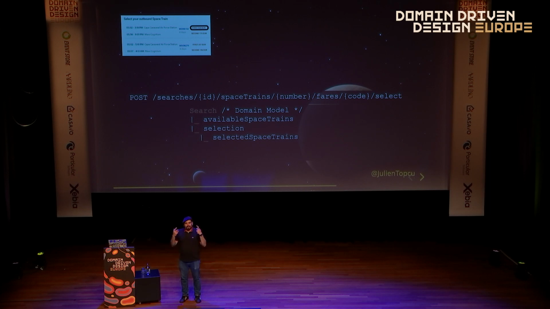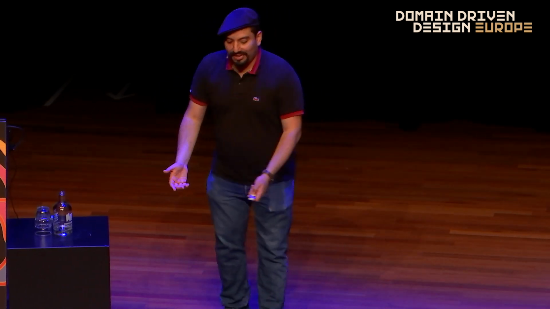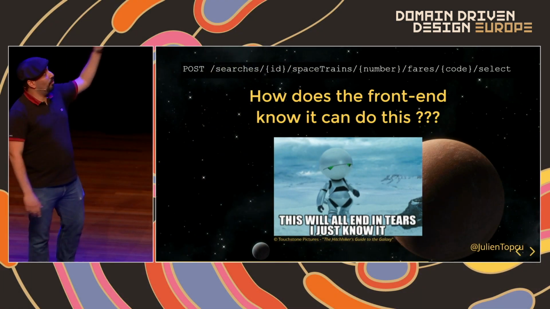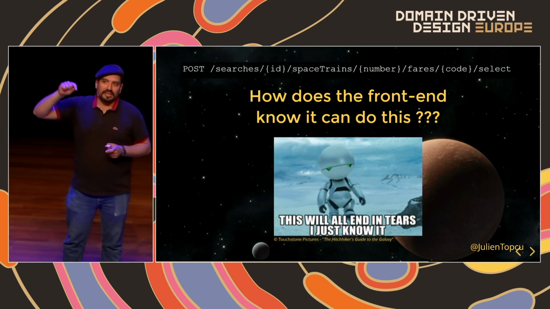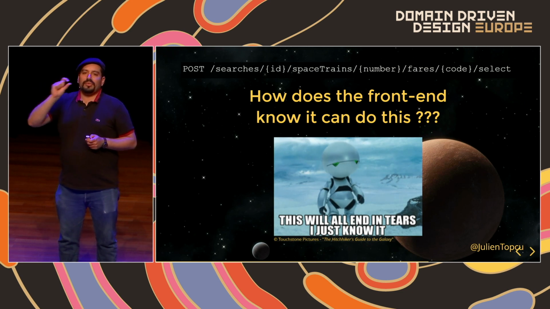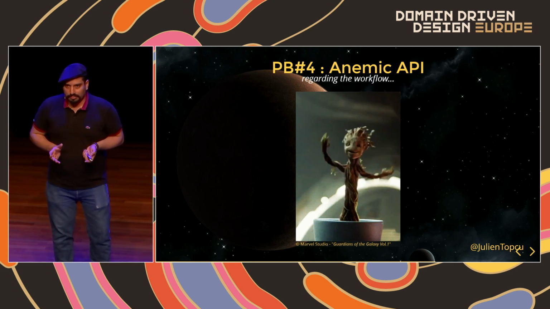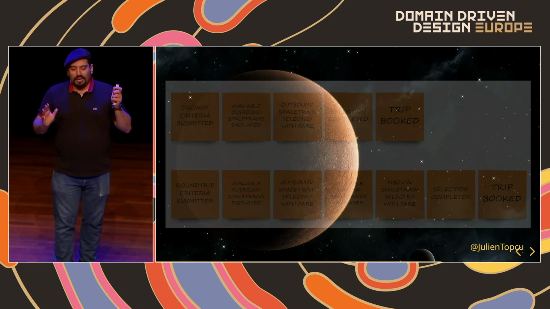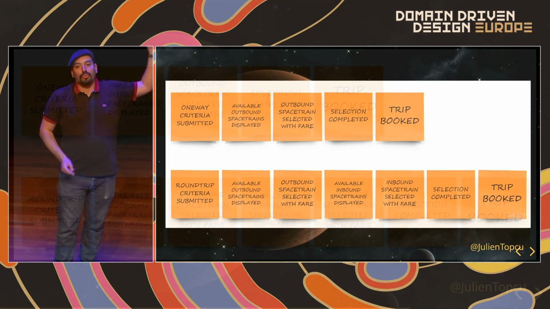OK, but maybe some of you see that there remains a big problem. Because I'm just keeping to explain how to build URLs. But what did I say? The client must not know how to build them, OK? So how can the front end know that it can call that URL? That's the big question. To solve that, you have to understand that it links to the last problem. And that last problem is that we all build anemic APIs regarding the workflow. OK, what does it mean? I have here an event storming that represents the two flows of my backend. The one-way search, the round trip.